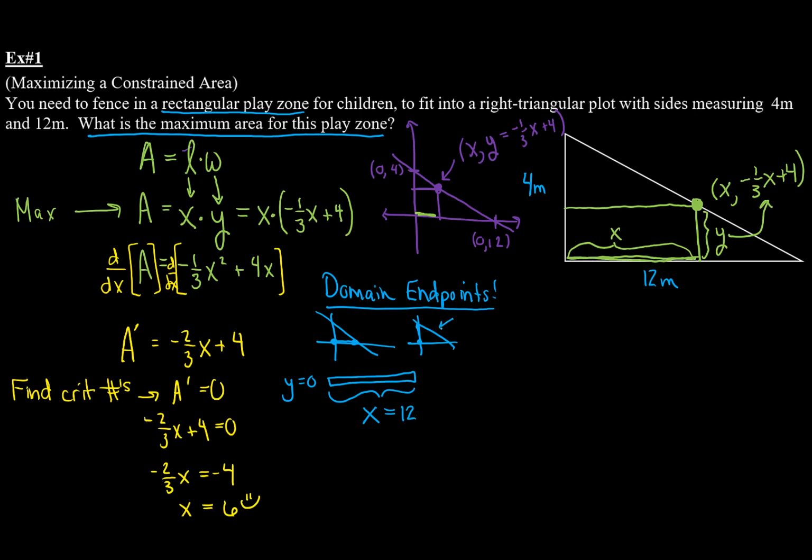Then I look over here at this one where I've got the largest width that is possible. So y is equal to 4 here. And here I've got the smallest x value, which is 0. So my domain for x is that x is in between 0 and 12.